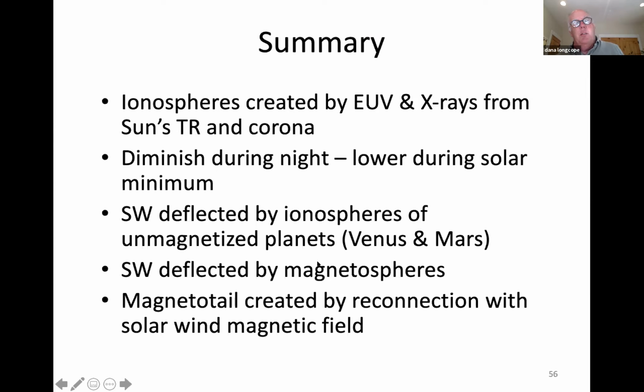And then also that the solar wind is deflected by the magnetosphere. That's what we're really going to care about. And that the magnetotail is just a product of this magnetic reconnection. And that's everything for this.